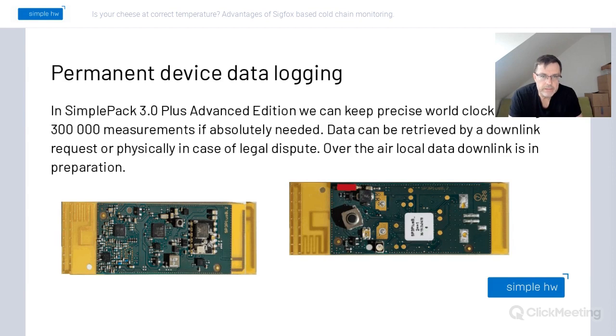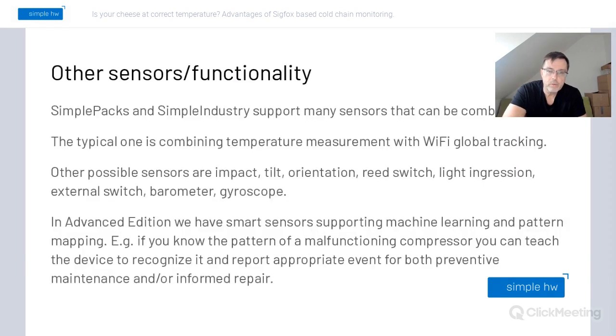really a need. We are also working for the next year on the local data downlink, but this is not yet implemented. All of the stuff that I've been talking about is already implemented. You have it in your devices. But the local data downlink will be only coming next year.